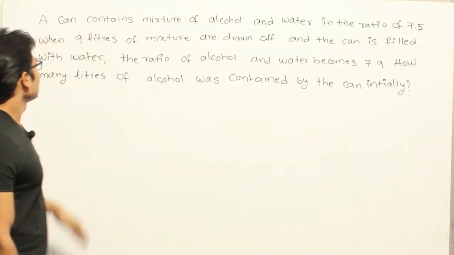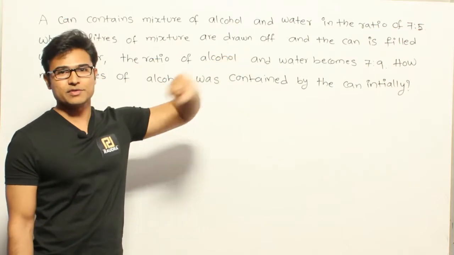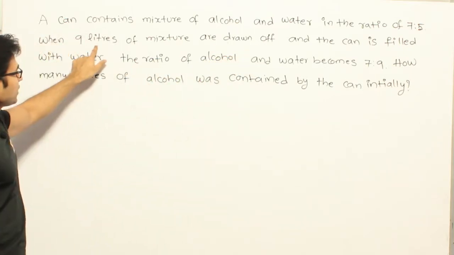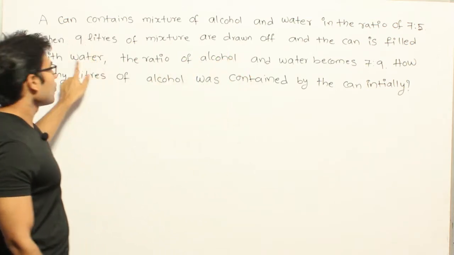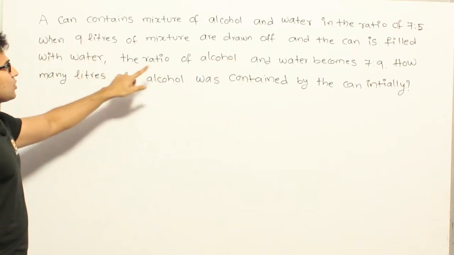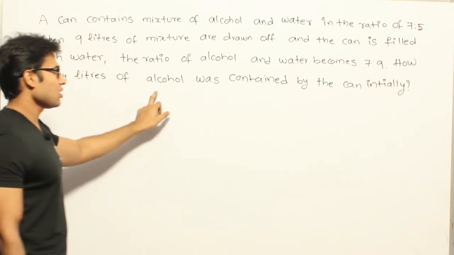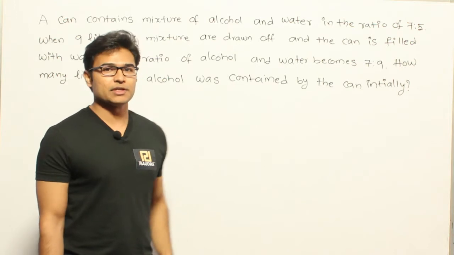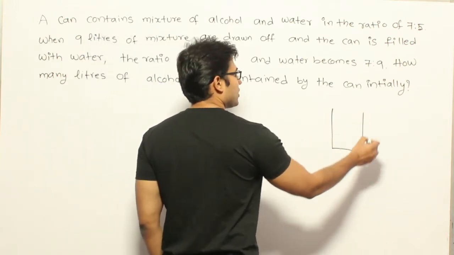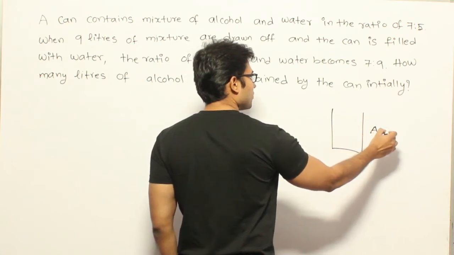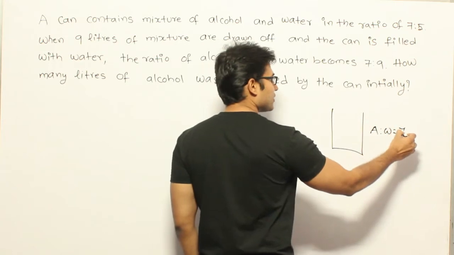Now let's see this question. A can contains a mixture of alcohol and water in the ratio of 7:5. When 9 liters of mixture are drawn off and the can is filled with water, the ratio of alcohol and water becomes 7:9. How many liters of alcohol was contained by the can initially? So they are saying that in a can, alcohol is to water in the ratio of 7:5.